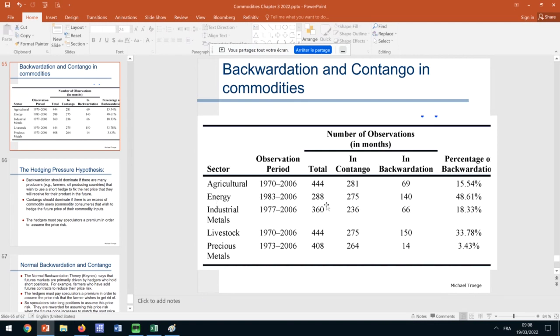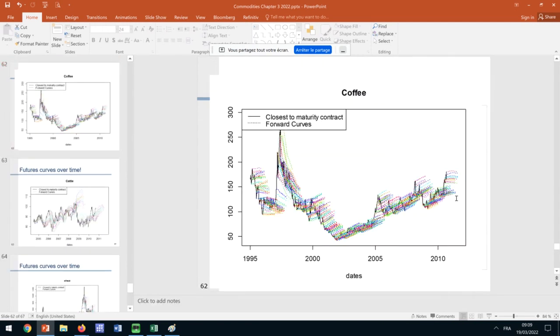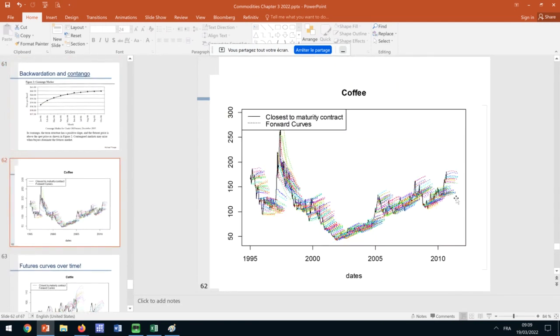I'm not so sure that this is related to the hedging problem, because energy producers are also quite large. This is more about the impossibility of storage and the scarcity. So you have occasionally these moments where commodities are scarce, and then again, like in the case of coffee, here you get these episodes where you have backwardation.